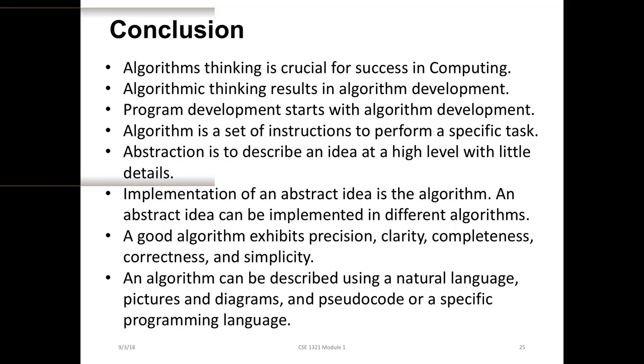A good algorithm should exhibit precision, clarity, completeness, correctness, and simplicity. Writing a page-long algorithm is not necessarily a good algorithm. Your algorithm could be short. An algorithm can be described using natural language, a picture that we call a flowchart, pseudocode, or a specific programming language. Later we will see how we can implement our algorithm in a program using a programming language. There are multiple ways to describe an algorithm.